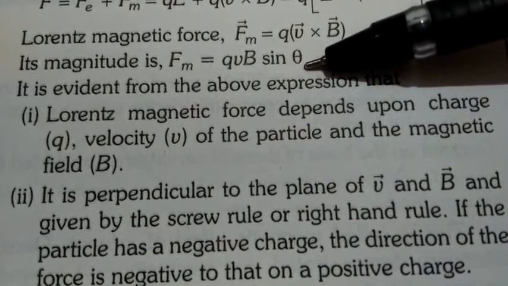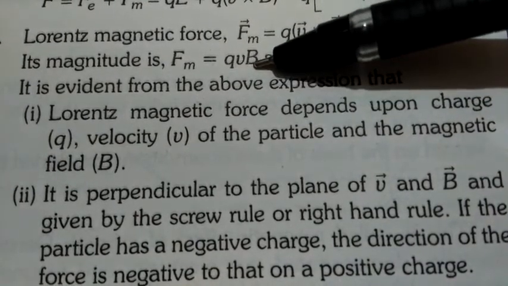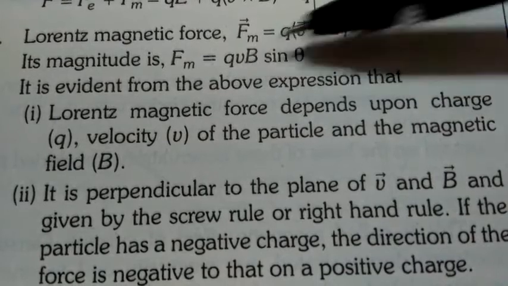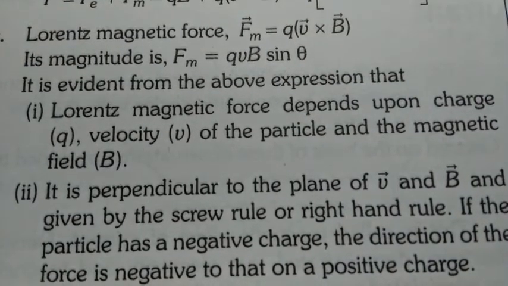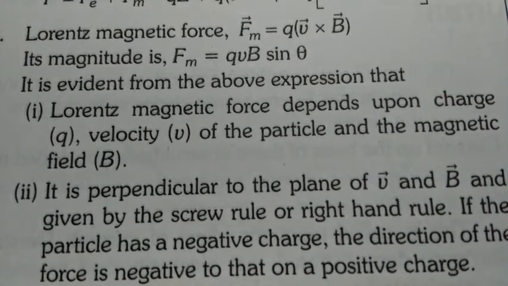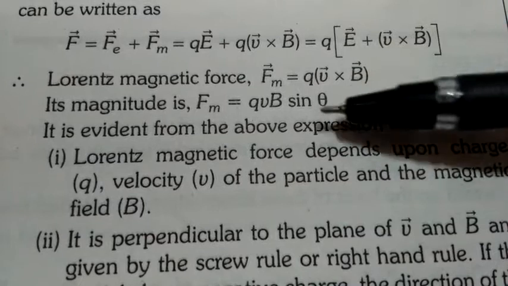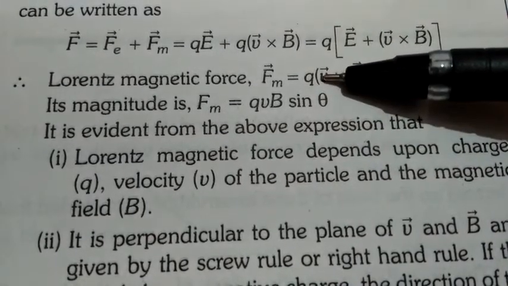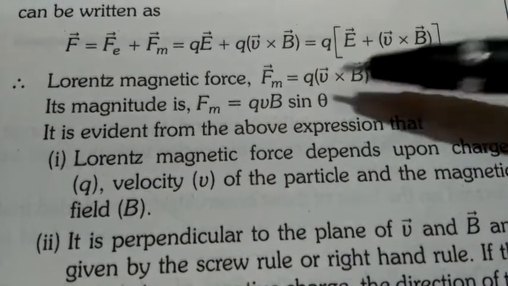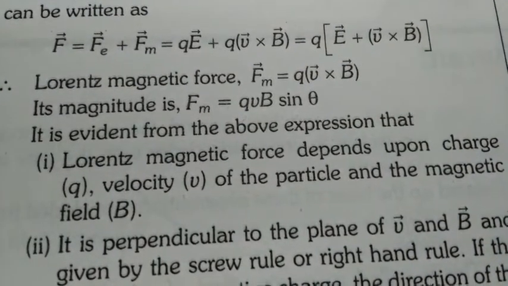And one more thing can be easily seen from here, that between V and B, the angle between them determines its intensity or strength. For example, suppose theta equals 0, that means the angle between the direction of velocity of the charged particle and the direction of magnetic field is 0. That means they are both in the same direction.